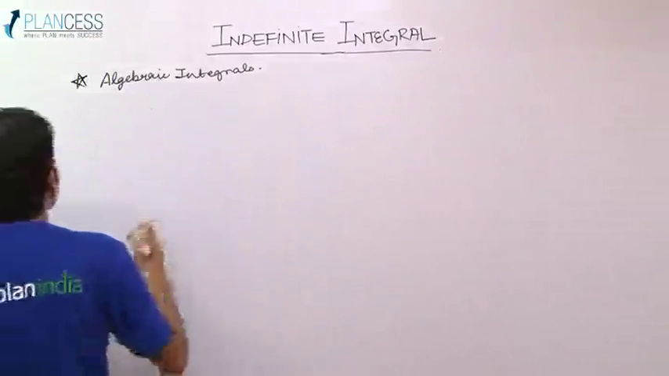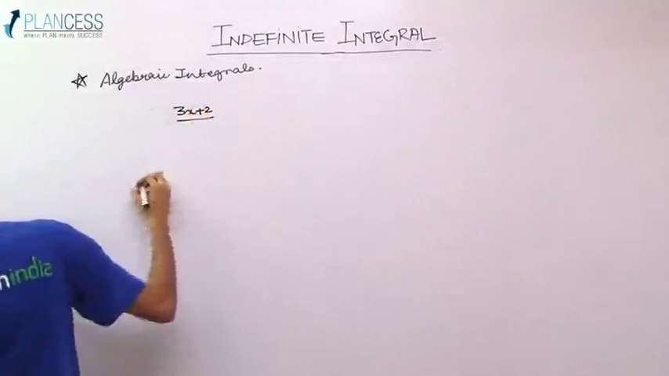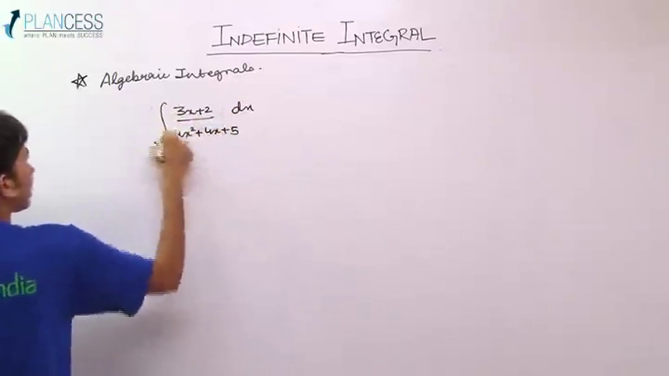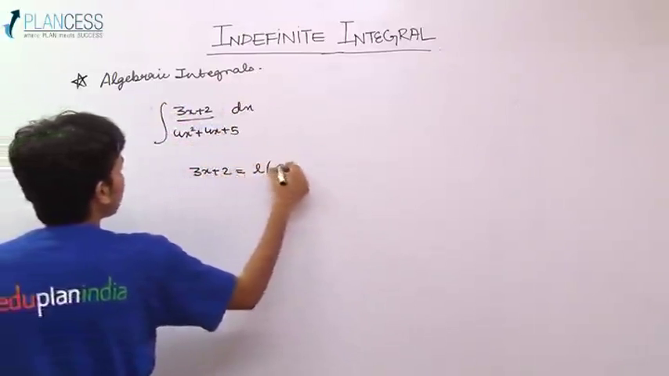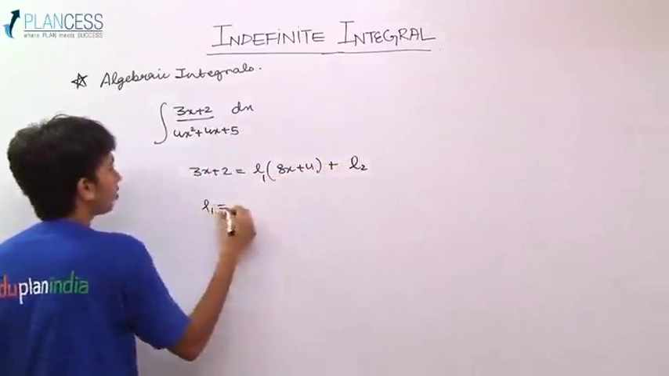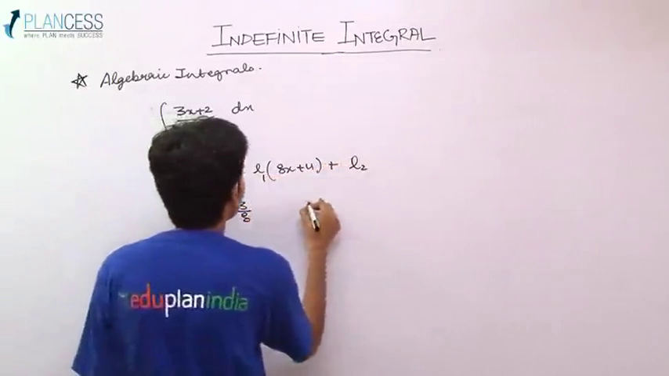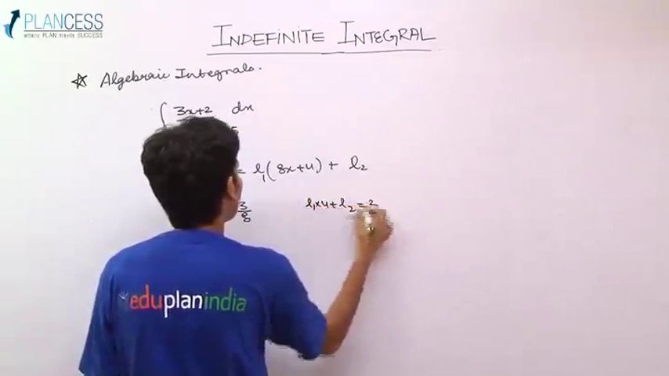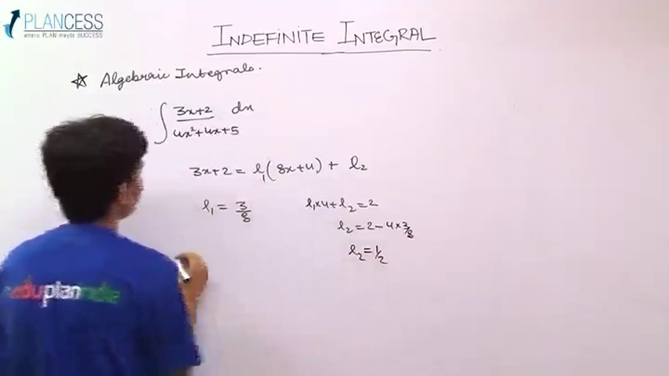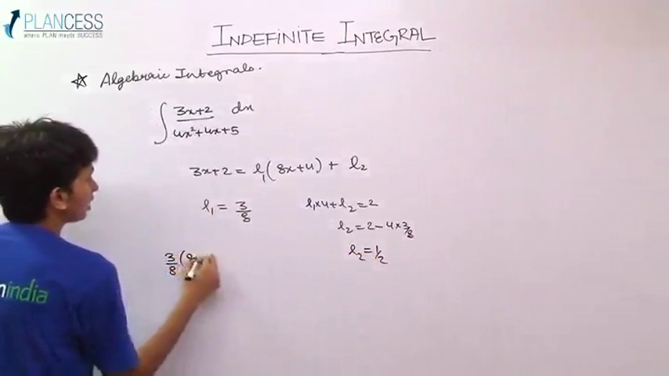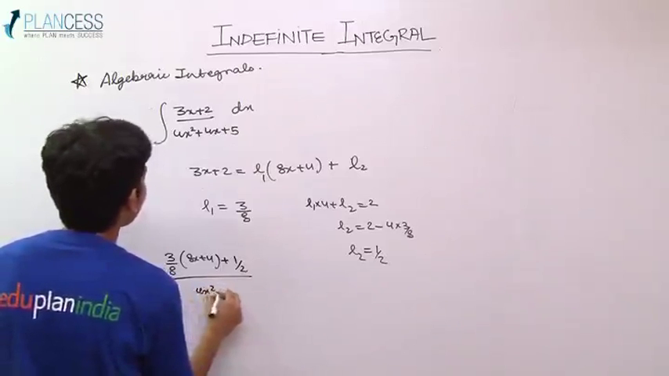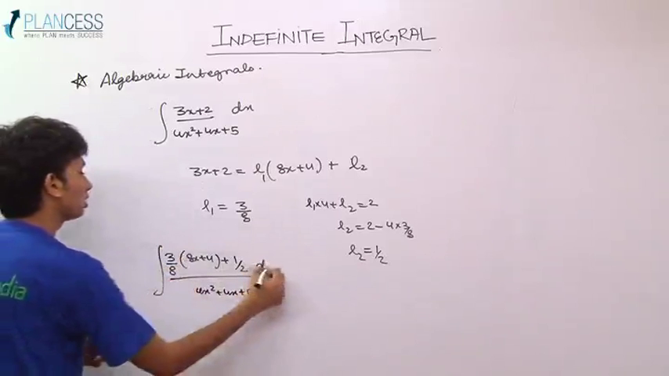So we have a question right here, that is integral of 3x plus 2 upon 4x square plus 4x plus 5 dx. Okay, so like I told you, try to express 3x plus 2 as L1 times 8x plus 4 plus L2. Okay, so we have L1 has to be equal to 3 by 8, so this gives us L1 into 4 plus L2 has to be equal to 2, so L2 is 2 minus 4 into 3 by 8, that is 3 by 2, left with L2 is 1 by 2. So we have 3 by 8 times 8x plus 4 plus half, upon 4x square plus 4x plus 5.